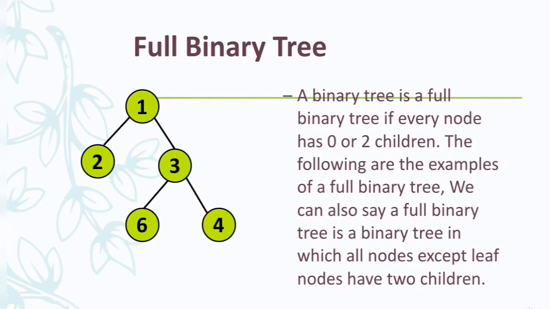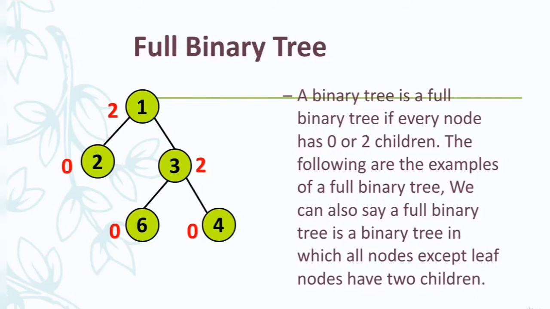Let us consider the case of this tree. In this case, A is the root node. If we take the degree of node 1, then its degree is 2 as it has two children, 2 and 3. Again, if we consider the case for 2, it has no children and hence the degree of 2 is 0. For 3, it has two children, 6 and 4, and hence its degree is 2. Similarly for 6, it is 0, and for 4, it is 0. So you can see in this diagram that each and every node has its degree as either 2 or 0.